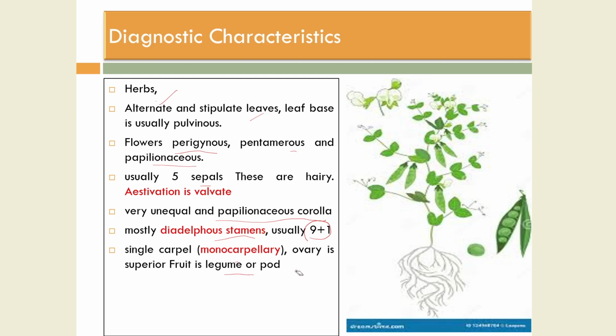So these are some diagnostic characteristics of the family Papilionaceae, and the most important diagnostic character is the presence of root nodules with nitrogen fixing bacteria, and one more thing, the presence of tendrils, that is the modifications of the leaflets.